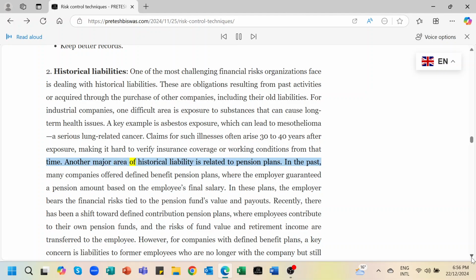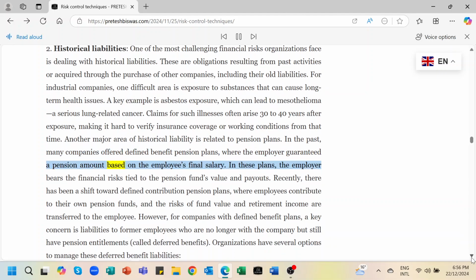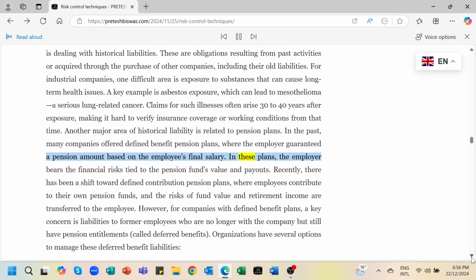Another major area of historical liability is related to pension plans. In the past, many companies offered defined benefit pension plans, where the employer guaranteed a pension amount based on the employee's final salary. In these plans, the employer bears the financial risks tied to the pension fund's value and payouts. Recently, there has been a shift toward defined contribution pension plans, where employees contribute to their own pension funds, and the risks of fund value and retirement income are transferred to the employee.